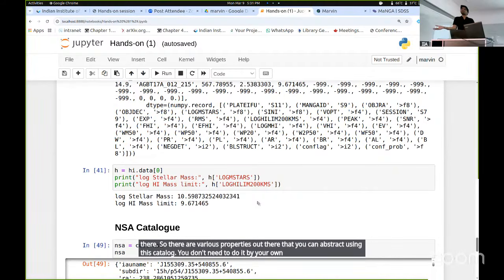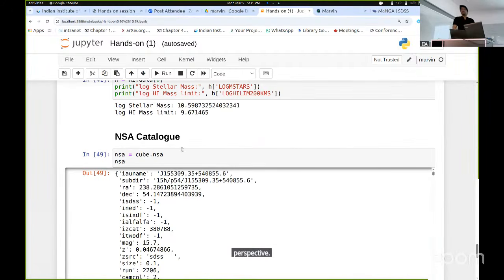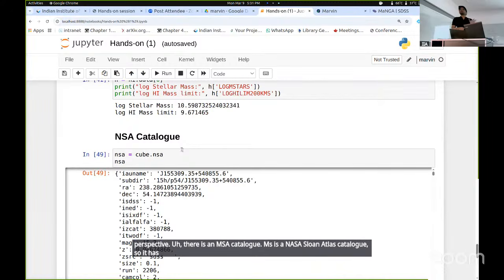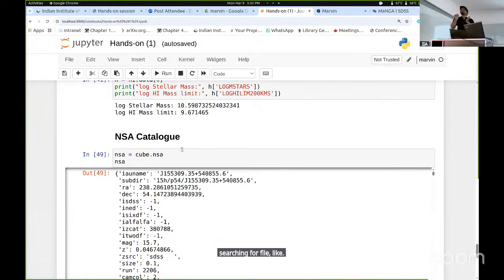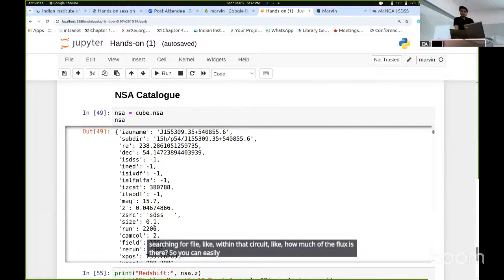You have to just go to that catalog and extract it. The other one is the NSA catalog. NSA is the NASA Sloan Atlas catalog. It has already observed around 2 lakh galaxies, where the properties are listed: what is its ellipticity, what is its position angle, what is the Sérsic index of those galaxies, the Sérsic profile, like how much of the flux is within that. So you can easily check what parameters are there.